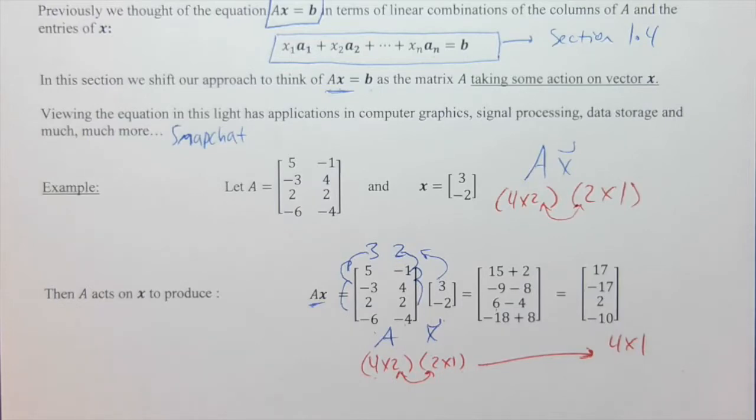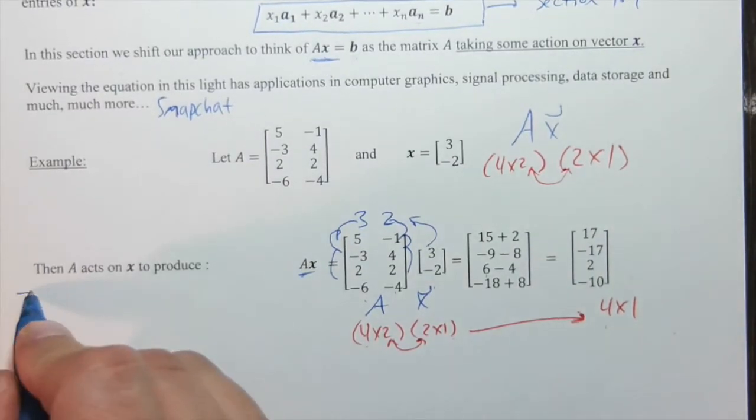But notice what happened here. x was a two-dimensional object, a 2 by 1, and this matrix A acted on it, and it was allowed to act on it because the inner dimensions match. But it acted on it to produce a 4 by 1. So in this sense, we actually changed dimensions here, and we're going to think about this matrix as sending something from 2 dimensions to 4 dimensions. That's how we could characterize this particular matrix multiplication. So I just want to write that down.